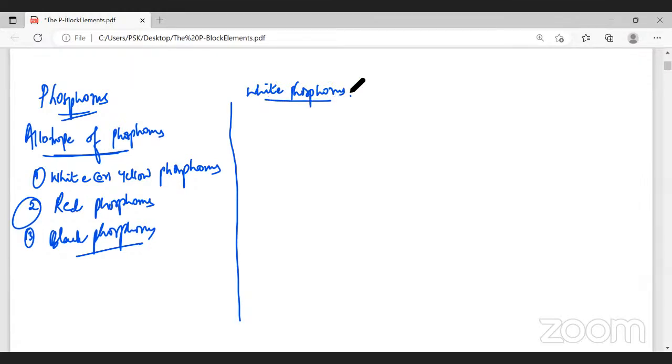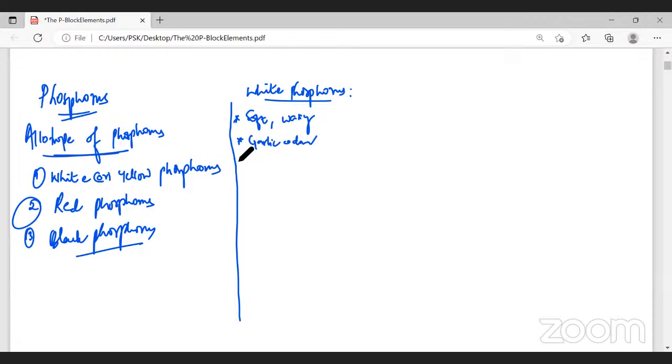This white phosphorus is soft. Physical properties we'll learn. It is soft and waxy. It can be cut using a knife. As we cut a vegetable or a cake, we can cut phosphorus also using a knife. The second, this phosphorus has a garlic odor. The smell given out by phosphorus is a garlic odor.